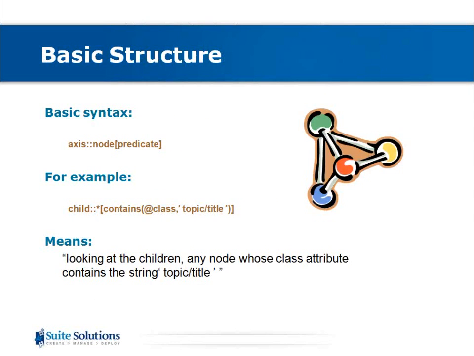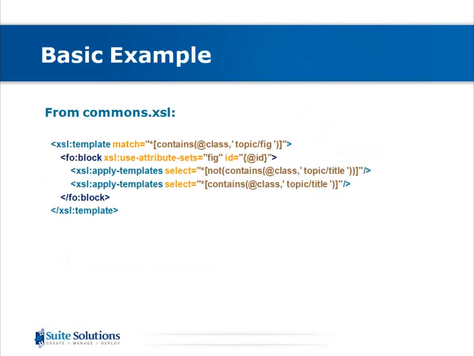Contains here is a function. The @ indicates the class is the attribute, and then we're looking for any class attribute, any element, any node, where the class attribute contains the string topic/title, i.e. it is a title. That's the basic syntax, and really everything that we're going to see is simply an expansion of that. An axis, a node, a predicate, probably a function, and we'll see exactly how that structure can be expanded on to achieve increasingly complex and sophisticated results.